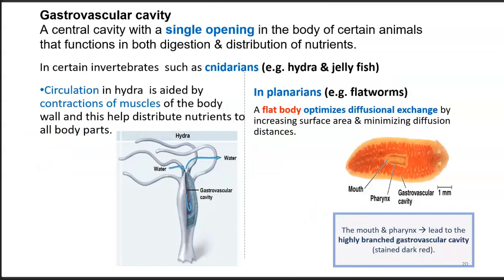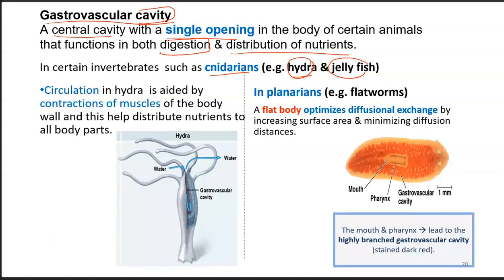Okay, so we are going to look first at the gastrovascular cavity. Cavity, space lah, ruang kan. A central cavity with a single opening in the body of certain animals that functions in both digestion and distribution of nutrients. Certain invertebrates such as cnidarians, such as Hydra and jellyfish, are examples of organisms that have a gastrovascular cavity. It has a single opening, so kat situlah dia bertindak sebagai mulut dia untuk masukkan makanan. The food will enter into the gastrovascular cavity.